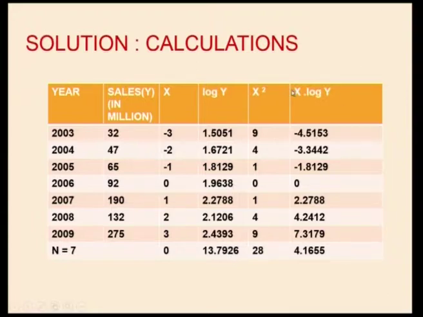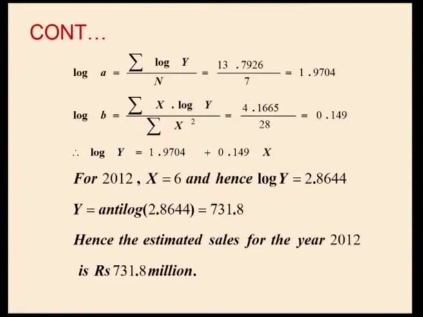13.7926. Then x into log y. Multiply each value of x with the corresponding log y. Minus 3 into 1.5051, minus 4.5153, minus 2 into 1.6721, minus 3.3442. So like that, the last one, 3 into the corresponding 2.4393, you get 7.3179. If you add all these values, sigma x log y will be 4.1655.